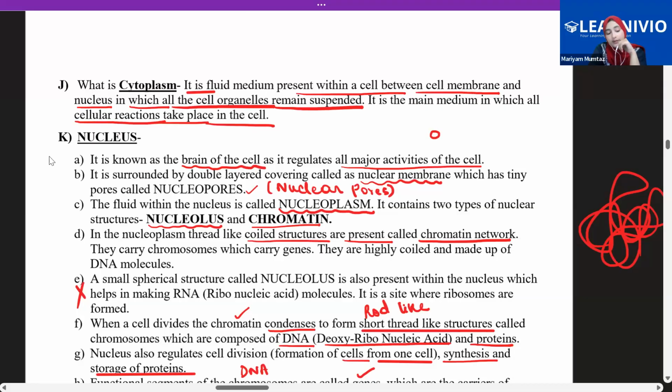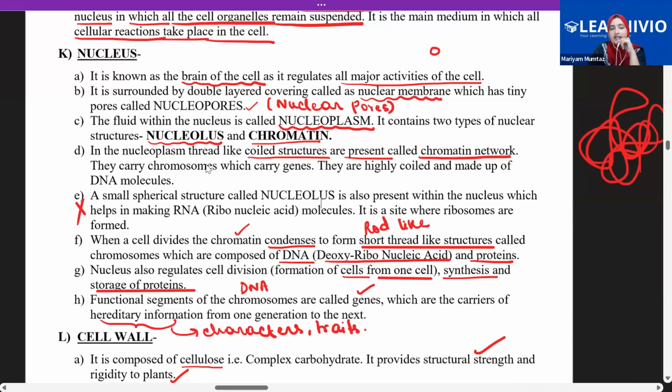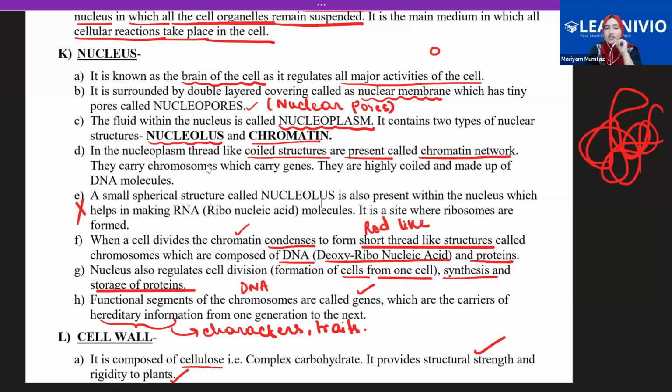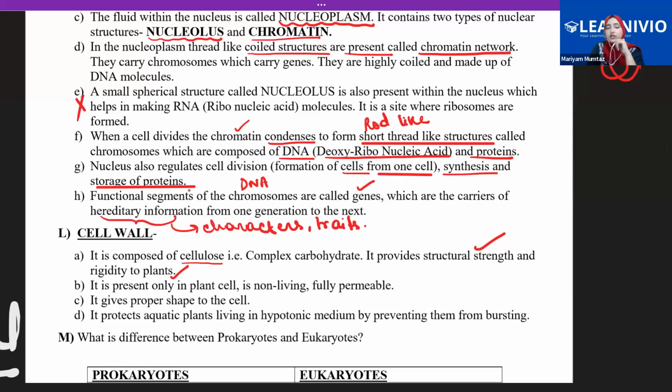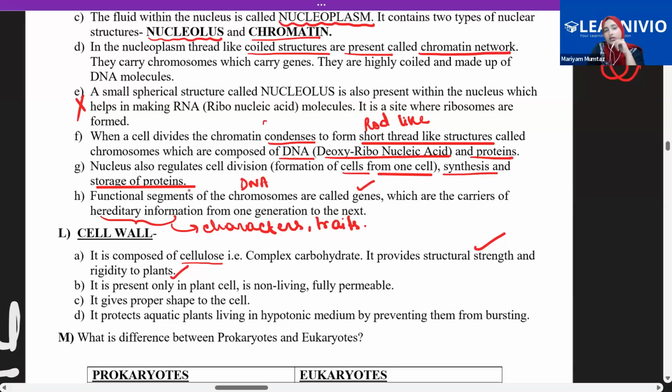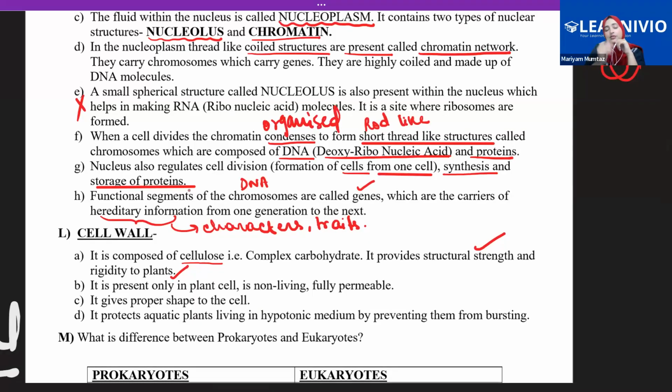Now, the nucleoplasm contains the chromosomes, and the chromosomes contain the DNA. And the functional unit of DNA is called the gene. Moving forward, whenever the cell is not dividing, the DNA is present in the form of chromatin. And when the cell decides to divide, the chromatin starts to get condensed or organized to form the chromosome. The chromosomes are rod-like structures made up of DNA and proteins.